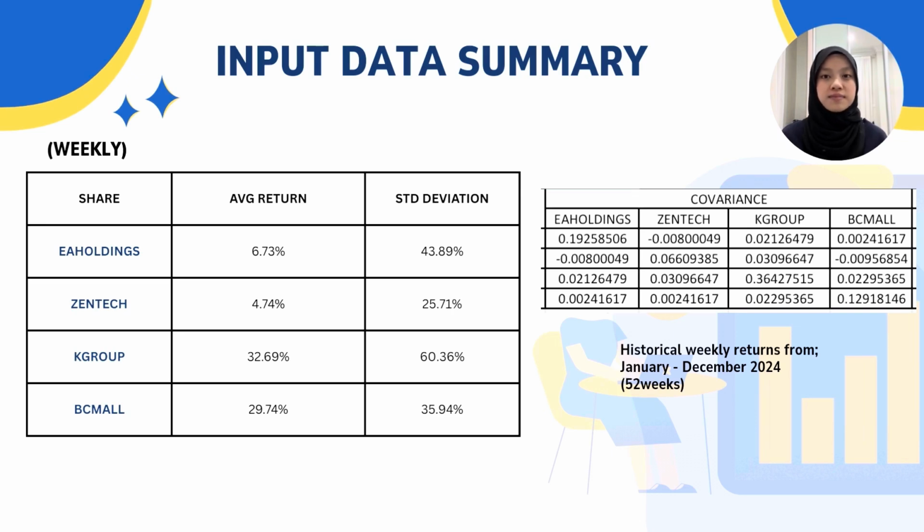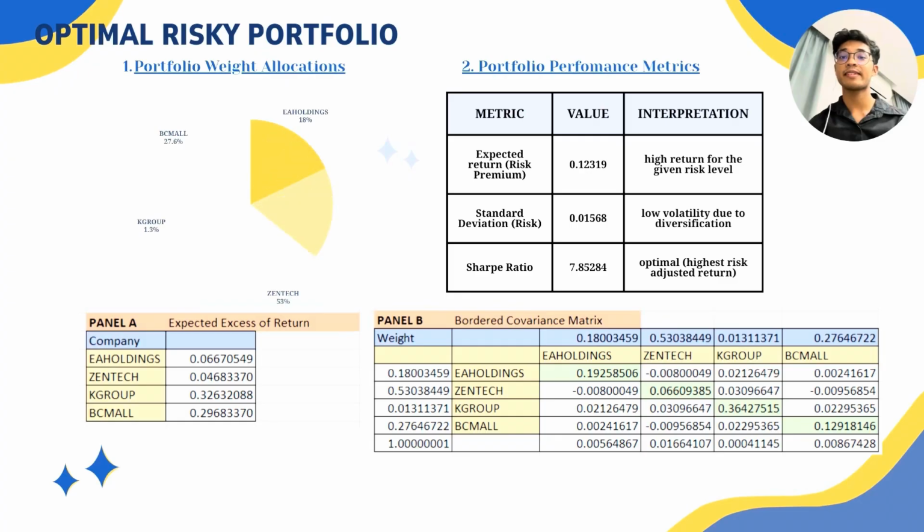Finally, covariance measures how two stocks move together. If they have a positive covariance, they tend to move in the same direction. These values help us understand the potential risk and return of each stock and guide us in building a diversified portfolio. This data was calculated from historical weekly returns for each company from January to December in 2024.